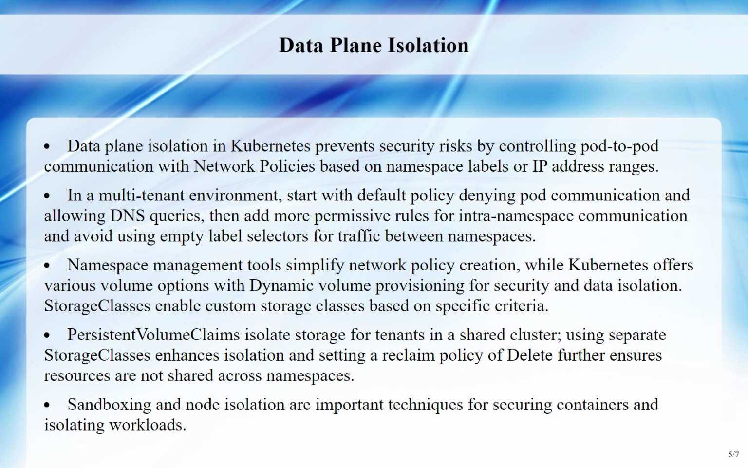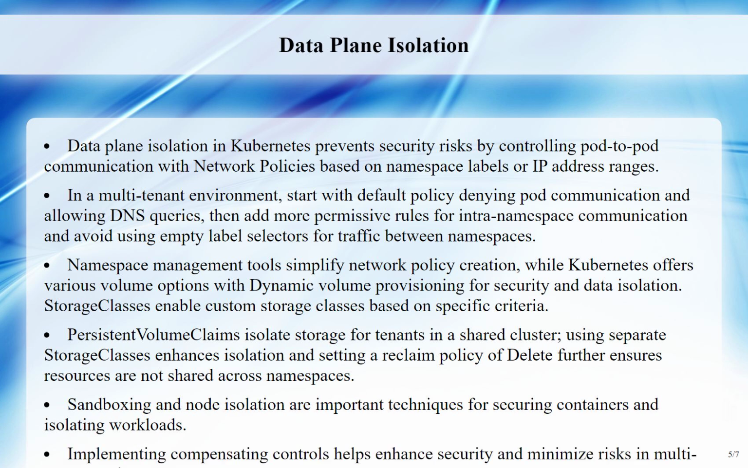Node isolation is another effective technique for isolating tenant workloads by dedicating specific nodes to running pods for a particular tenant. This reduces the risk of noisy neighbor issues and limits information disclosure in case of container escapes. It is important to note that while workloads from different tenants run on separate nodes, shared services like kubelet and API service are still vulnerable to skilled attackers. Compensating controls such as seccomp, AppArmor, or SELinux can be implemented to enhance security.